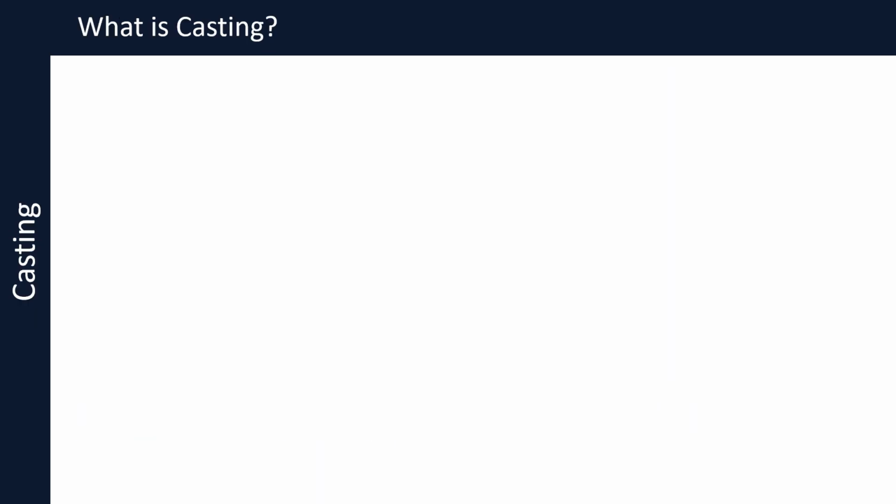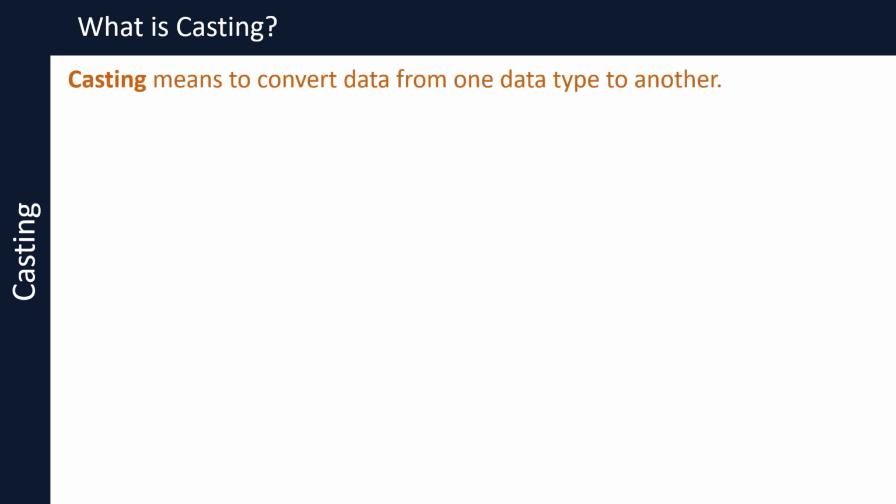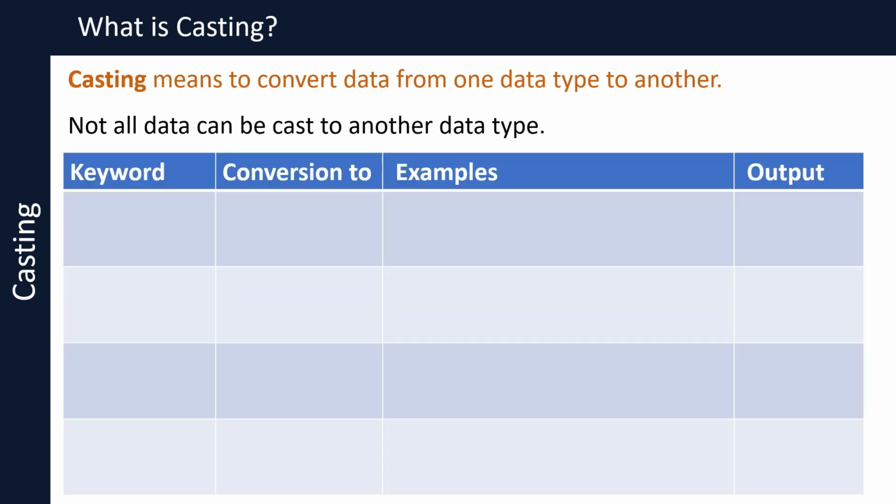Let's look at casting now. What is casting? Casting means to convert data from one data type to another data type in the program. Not all data can be cast to another data type. Let's now look at keywords or reserved words used for casting.